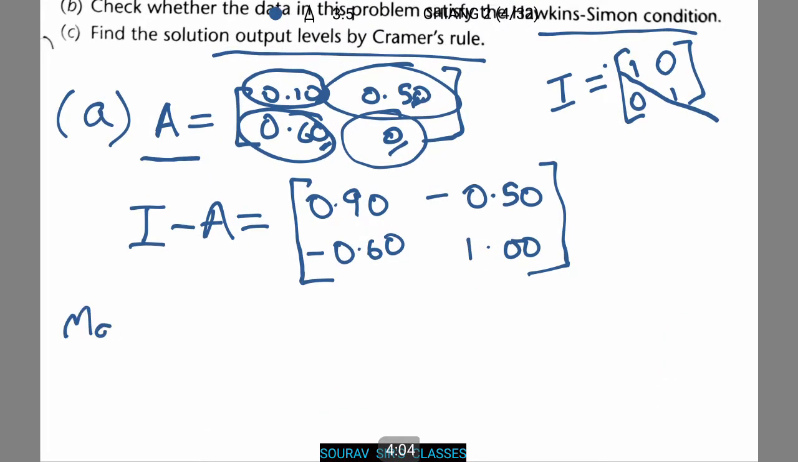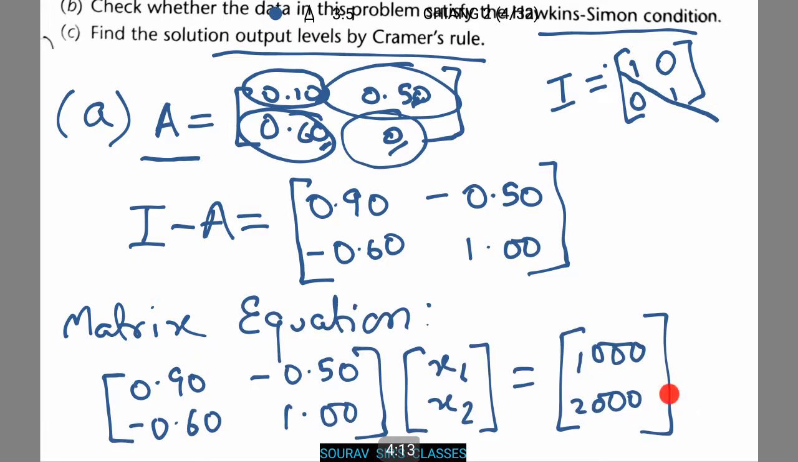Thus the matrix equation will be 0.9, minus 0.6, minus 0.5, 1, which is this Leontief matrix, times x, which will be x1 and x2, equal to the given demands, that is $1,000 and $2,000 from our earlier question.